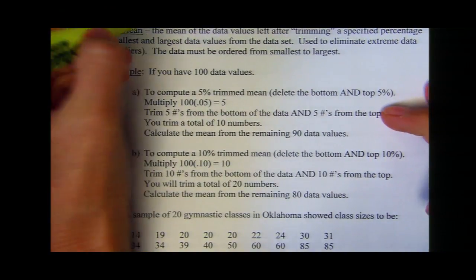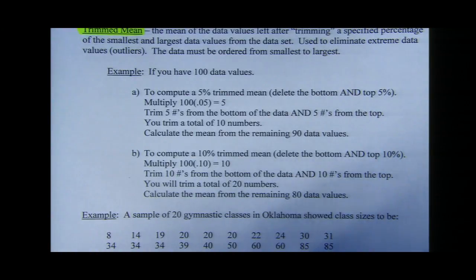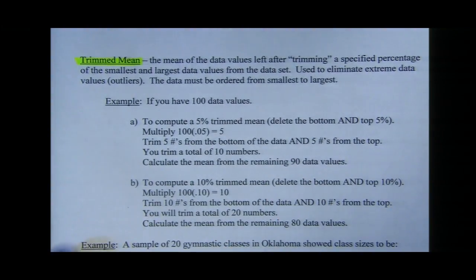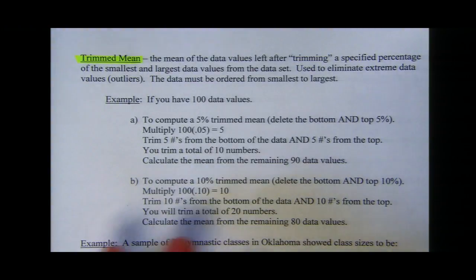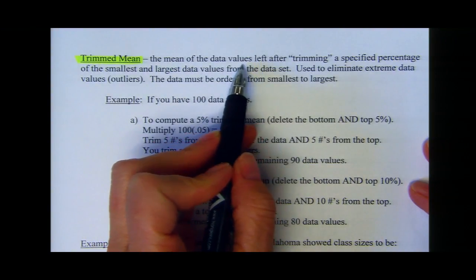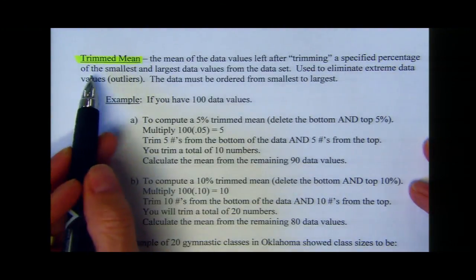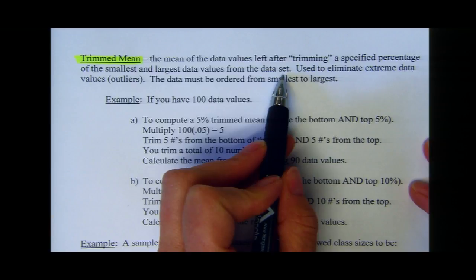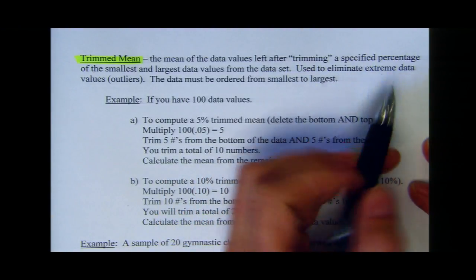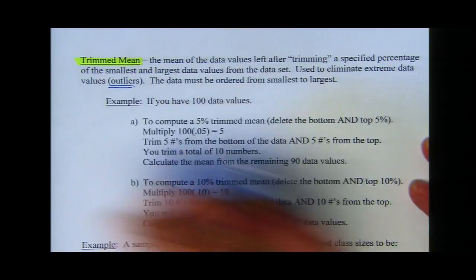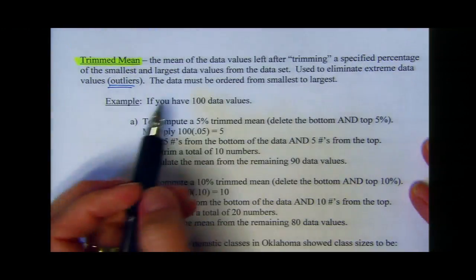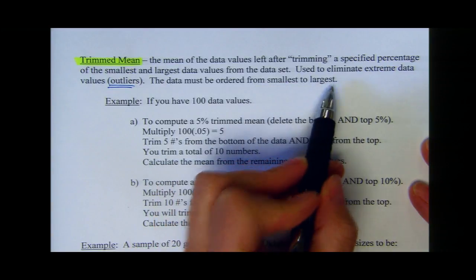So that leads us into, sometimes we will trim our mean to get a more accurate mean average, because that one was a little off. So let's talk about what the trimmed mean is. The mean of the data values that are left after trimming, or getting rid of, a specified percentage of the smallest and largest data values from the data set, used to eliminate extreme data values, which are our outliers. The numbers must be ordered from smallest to largest.